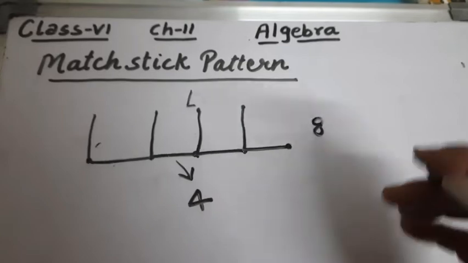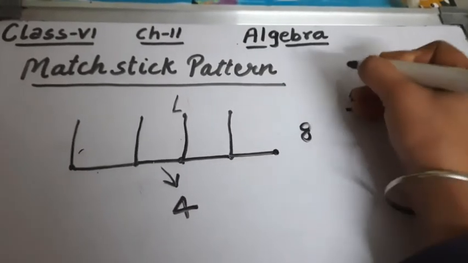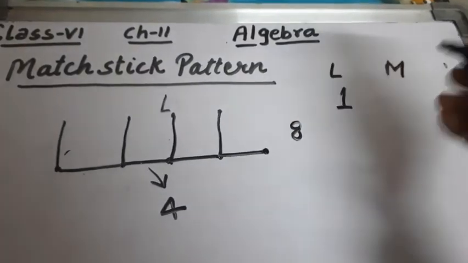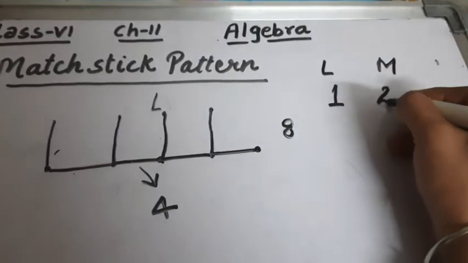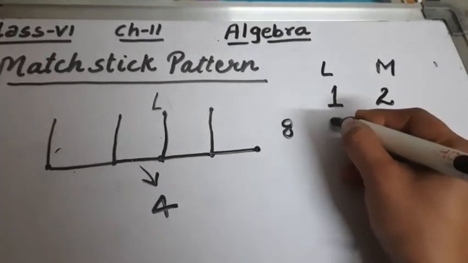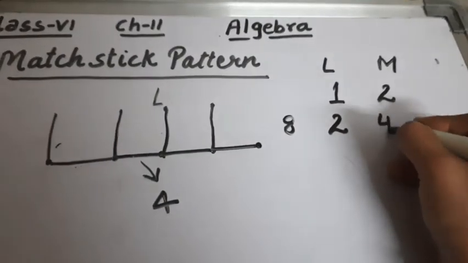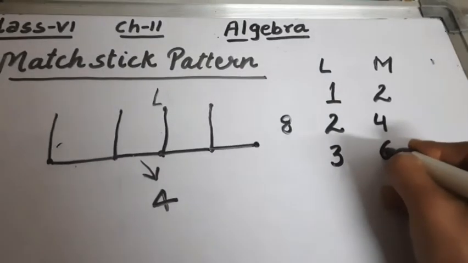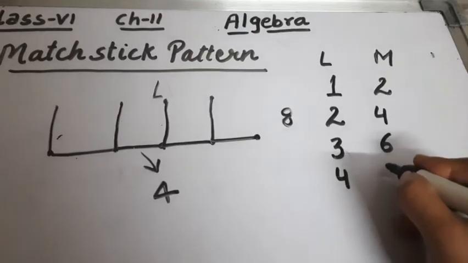Okay, so see the pattern. Here is L and here is the number of matchsticks required. If I made 1 L, the number of matchsticks required was 2. If I make 2 L's, then 4. If 3, then 6. If 4, then 8.